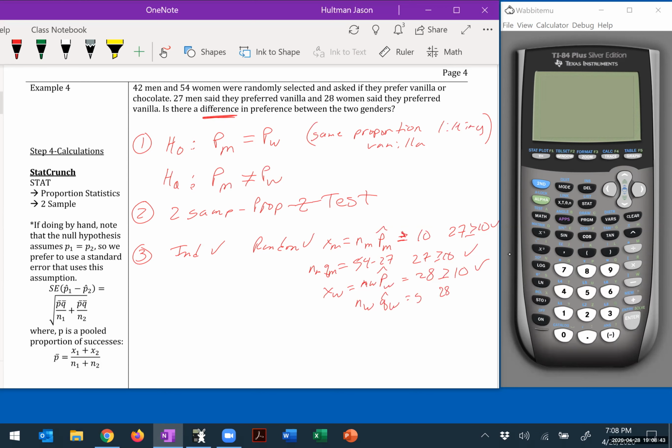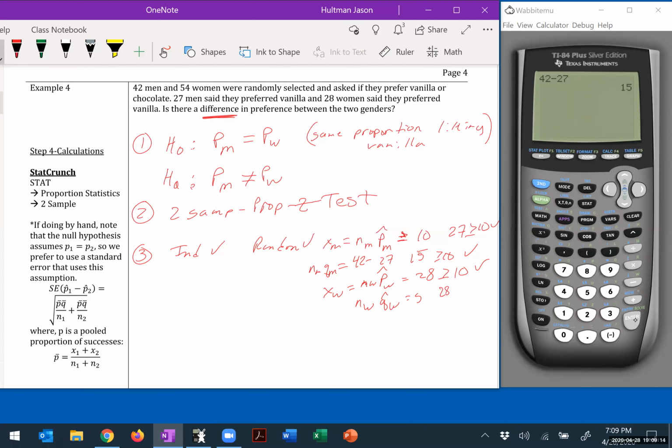Oh, you know what? I screwed up on the men, didn't I? The men is not 54. The men is 42. I did that wrong. There are 42 men. So 42 minus 27, sorry about that, is 15. So this is 15, not 27. But that is still greater than or equal to 10, which is good.